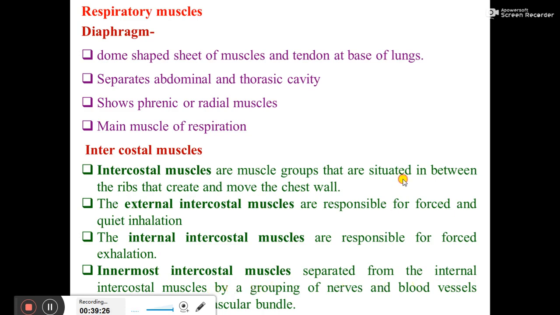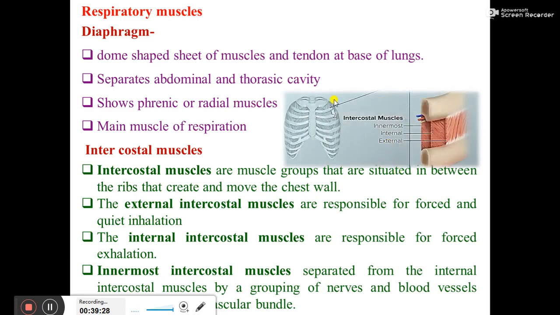Here is a figure of interest. This is the rib, and the muscles present between the ribs are called intercostal muscles. They are of three types: the internal intercostal muscle, the external intercostal muscle, which helps in the inhalation process, and the innermost intercostal muscle. So you should know that three types of intercostal muscles are present between the ribs, and there is a diaphragm which shows the radial and phrenic muscles.